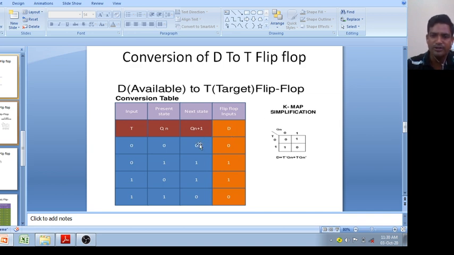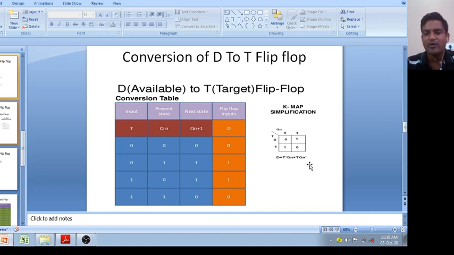D will be Qn plus 1. 0 equal to 0. 1 equal to 1. 1 equal to 1. 0 equal to 0. Now with the help of T and Qn, solve the value of D. Okay, so this is Y equal to sigma m, 1 and 2, and this is no pair. So D equal to T dash Qn plus T Qn dash. It is nothing but D equal to T XOR Qn.